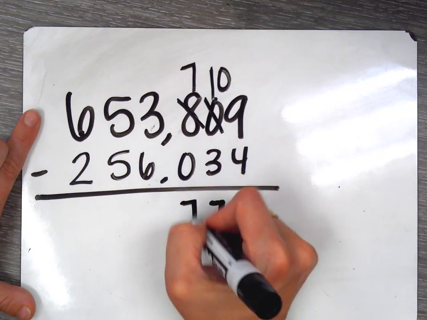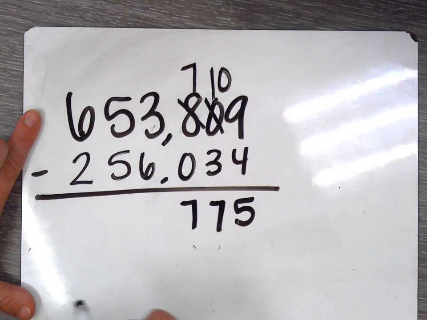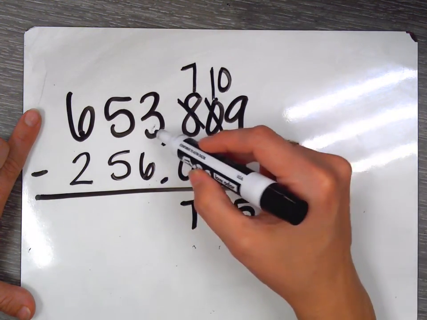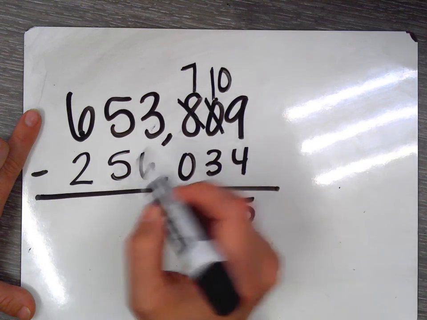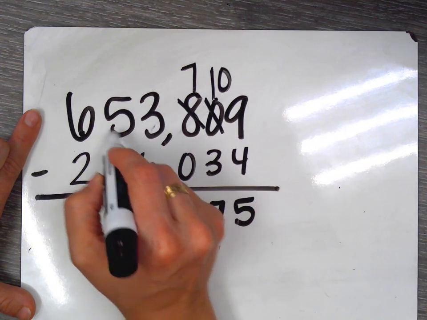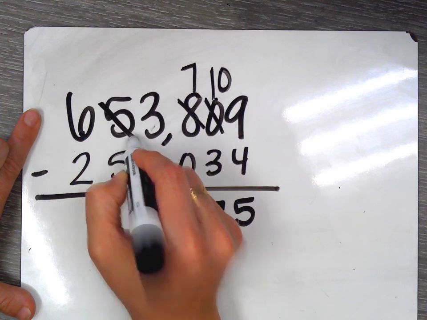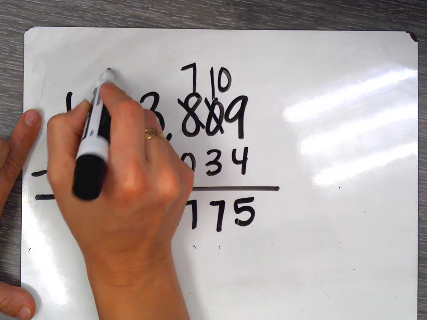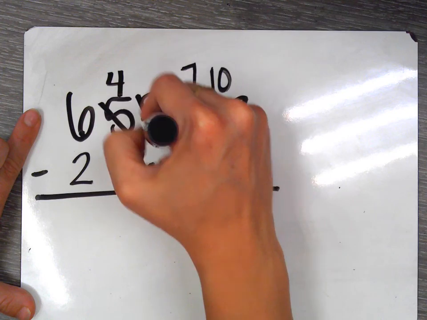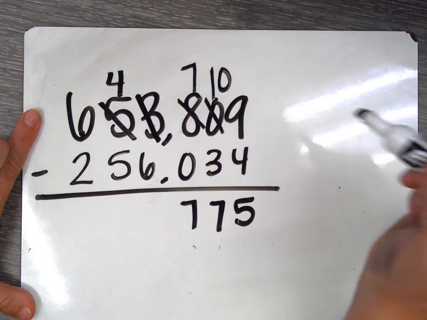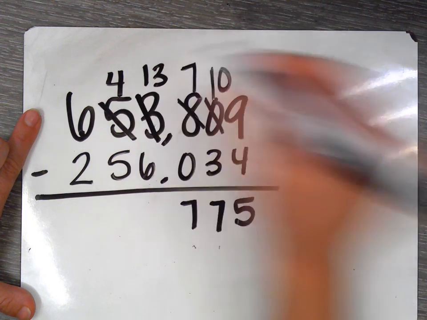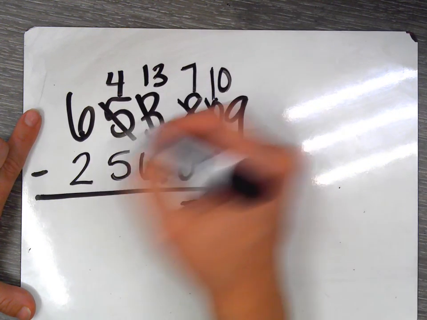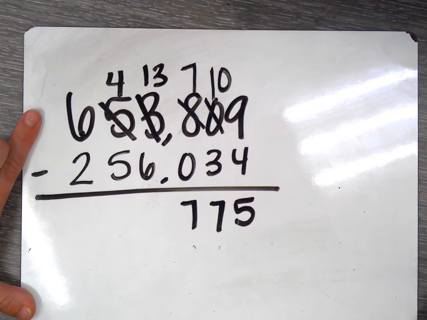Move on to our thousands column. I have 3 thousands and I want to take away 6. I don't have enough. I'm going to have to borrow. So I'm going to look at my neighbor. I'm going to borrow 1 10,000 from here, and I'm going to add those 10,000s into my 1,000s place. So I had 3, and now I added 10 more, so I have 13. 13 minus 6, do I have enough? Yes, I do. 13 minus 6 is 7.